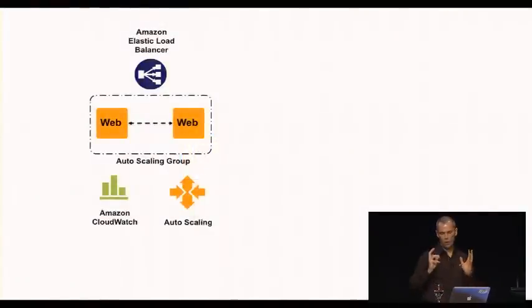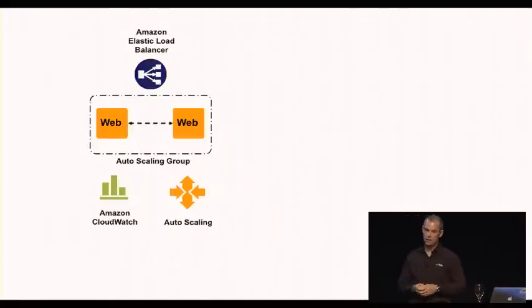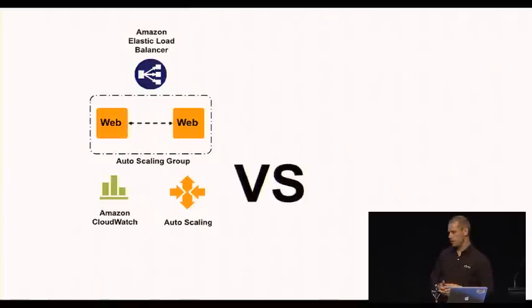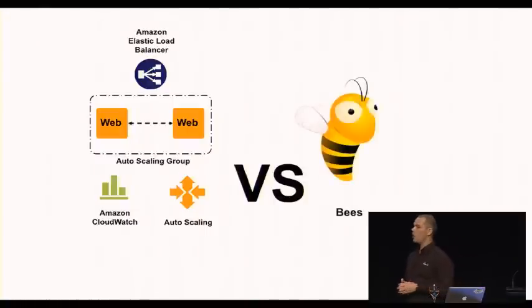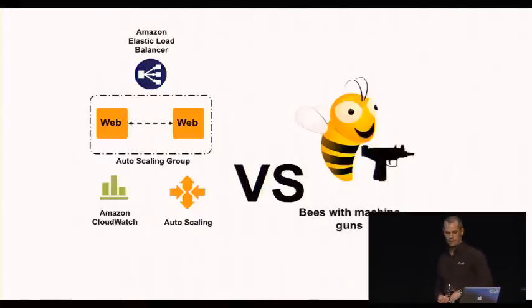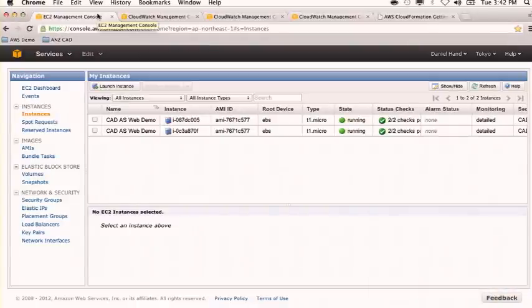Okay, so part 1 of the demonstration. Today I'm going to demonstrate auto-scaling by using the services that I've just introduced: the load balancing service, auto-scaling, CloudWatch, and EC2. And I'm going to apply some load to my auto-scaling groups by using something called bees. But these are no ordinary bees. These bees have machine guns. They're killer bees.